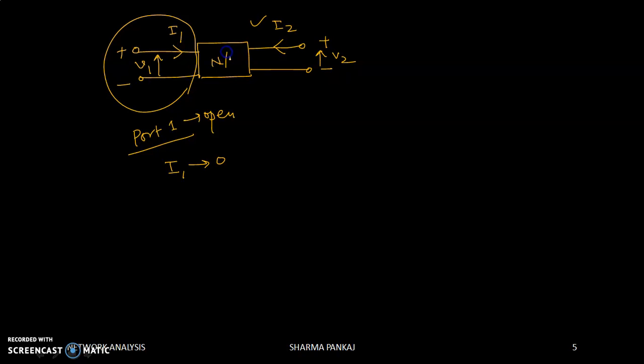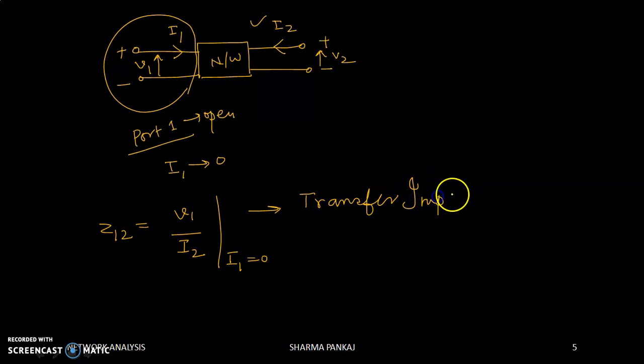This is your network. As before, we have seen this. Likewise, Z12 is equal to V1 by I2 when I1 is 0. Okay. This is called transfer impedance, and the unit is ohm.